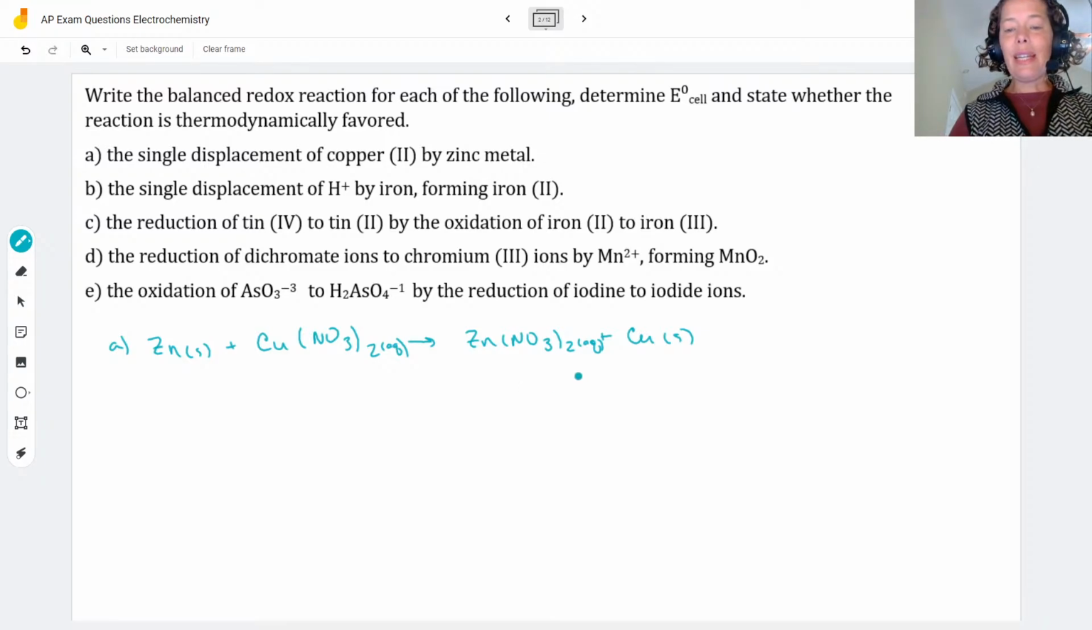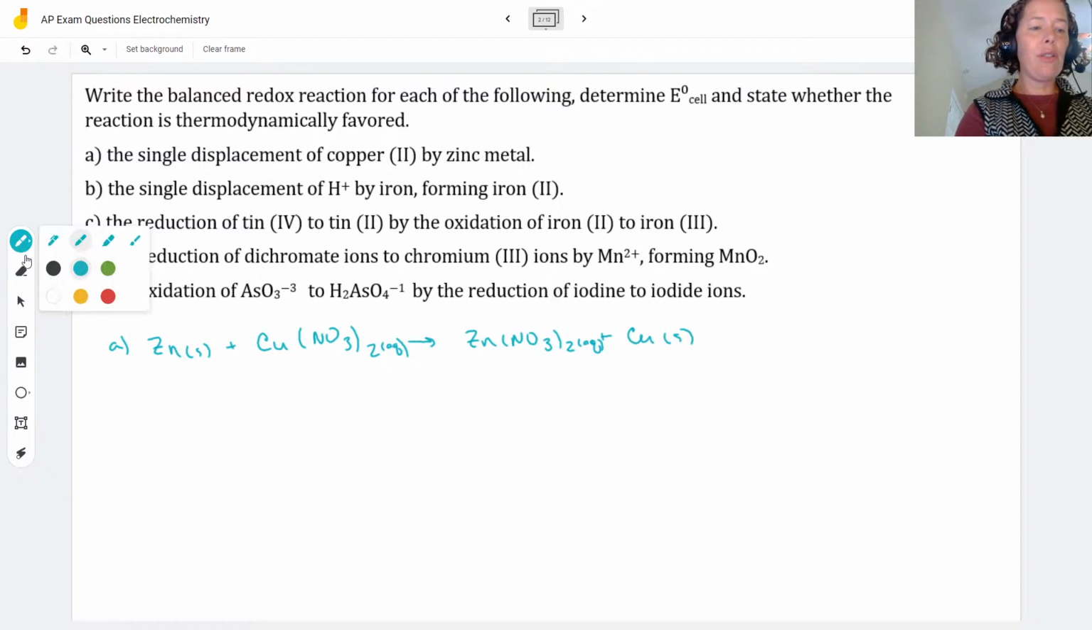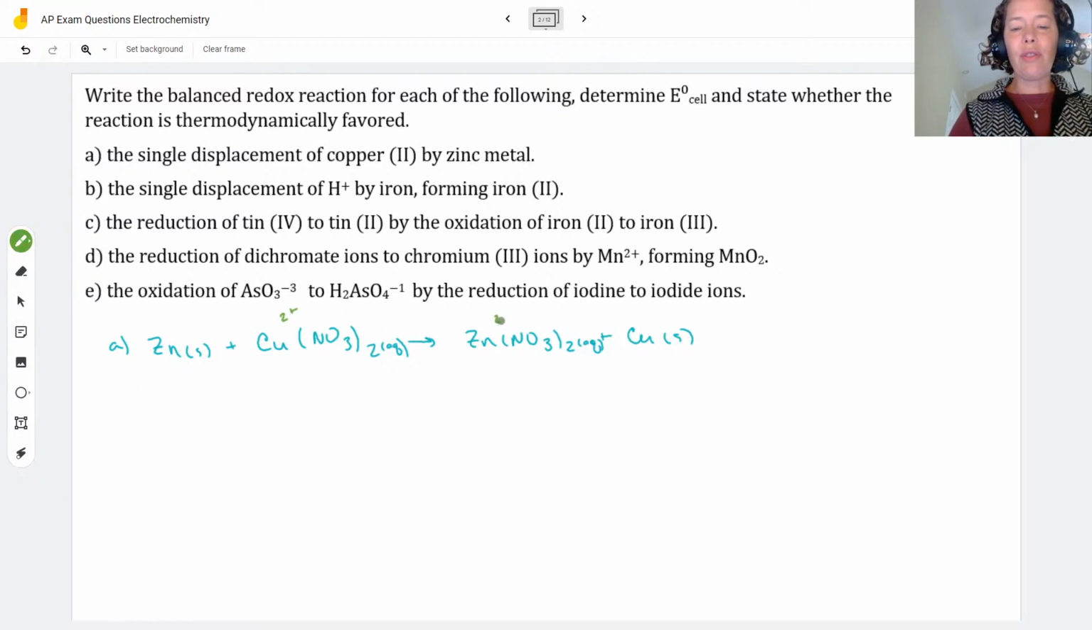But you can see here, the charge on your copper is going to be 2 plus, and the charge on your zinc here is going to be 2 plus. So sometimes doing it like this can help you figure out what's going on in the reaction. But again, I'll show you a different way for part C as well. Just do the way that makes the most sense to you.